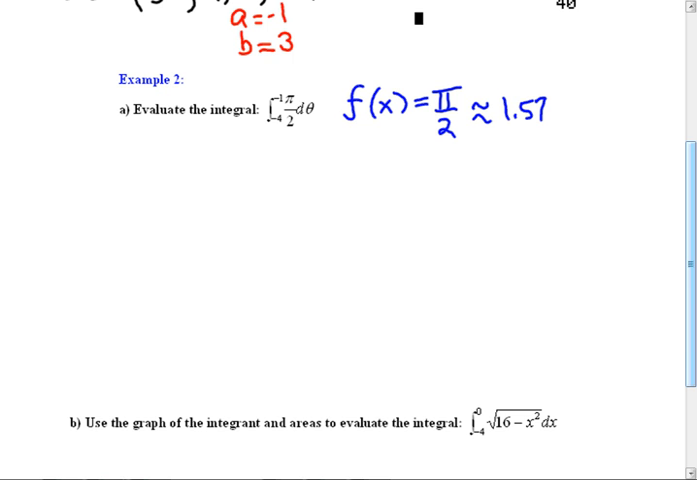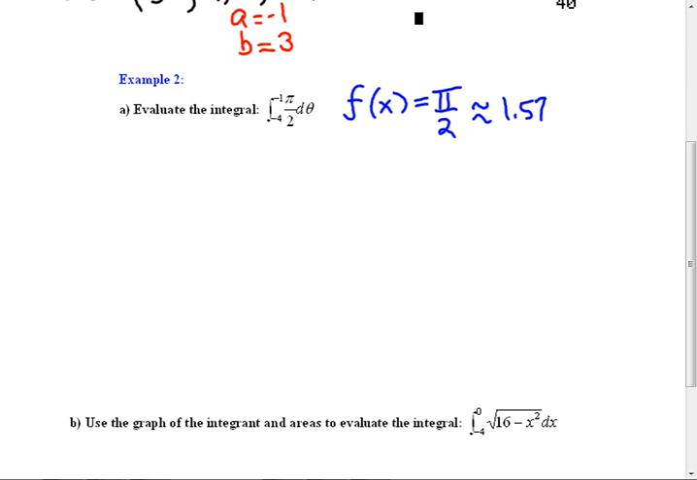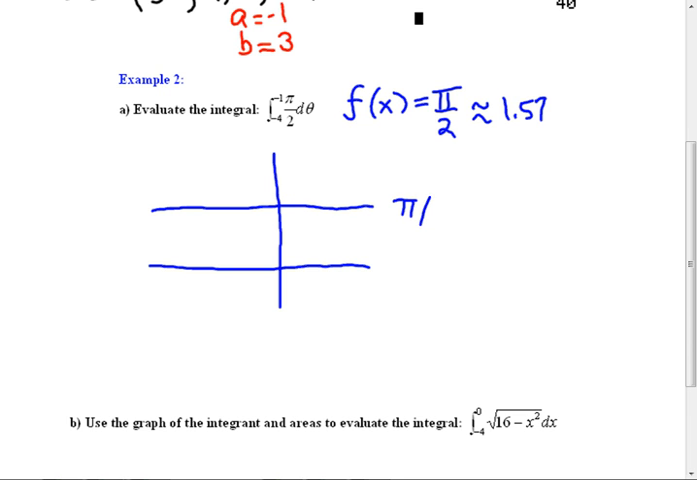It's a constant, so it's asking to find the area under the curve between -4 and -1 under pi over 2. So I'm going to draw a picture here. And here's -4, here's -1, and pi over 2 is some sort of horizontal line. That wasn't very good. Sometimes that happens. There, that's better. That's pi over 2. It doesn't really matter what it looks like. There's -4. There's -1. And I want this part in here.